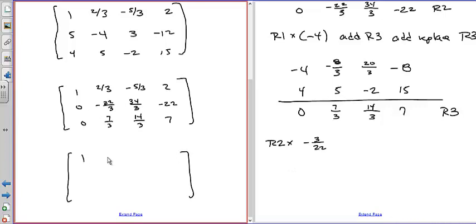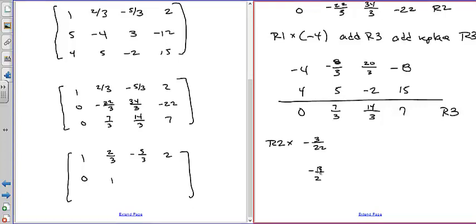So row 1 stays the same, so we get 1, 2 thirds, negative 5 thirds, 2. The second row is going to become 0. 0 times negative 3/22 is 0. Negative 22 thirds times negative 3/22 is 1. The next one we're going to have is negative 3/22 times 34 thirds. So you see the 3's are going to cancel out. So we end up with negative 34 over 22, which is negative 17 over 11.